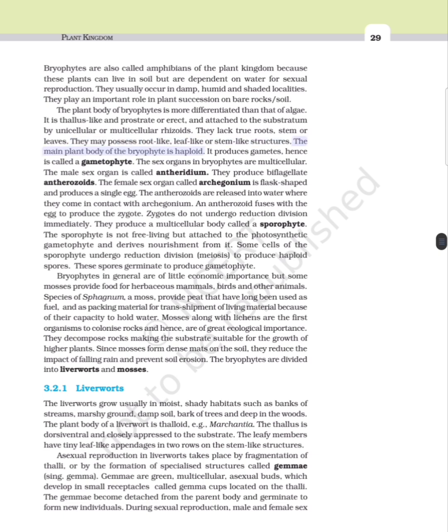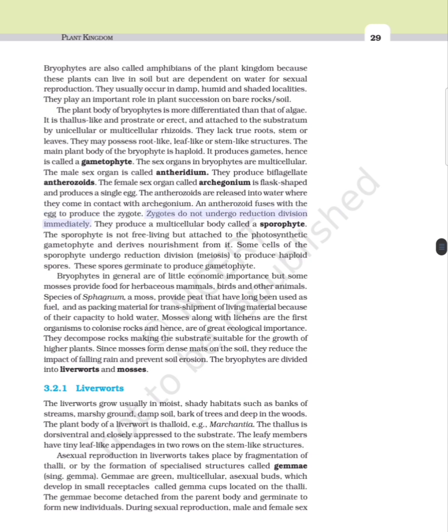The main plant body of the bryophyte is haploid. It produces gametes, hence is called a gametophyte. The sex organs in bryophytes are multicellular. The male sex organ is called antheridium. They produce biflagellate antherozoids. The female sex organ called archegonium is flask-shaped and produces a single egg. The antherozoids are released into water where they come in contact with archegonium. An antherozoid fuses with the egg to produce the zygote.